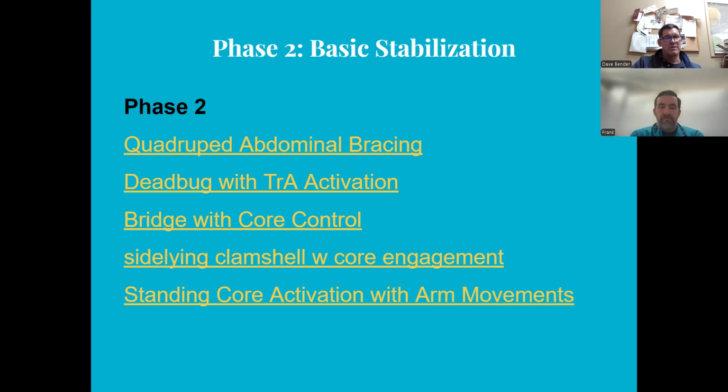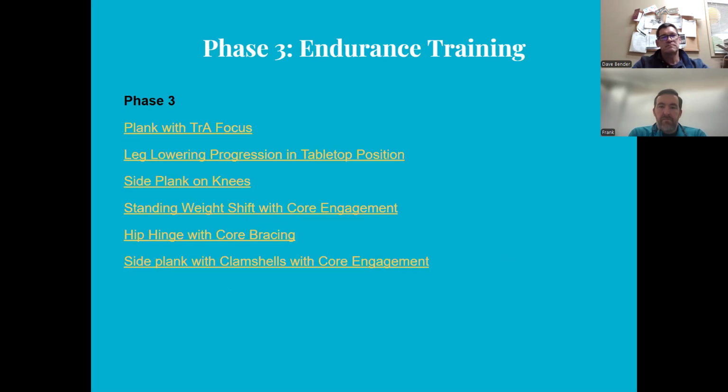Standing core activation with arm movements is another basic stabilization firing mechanism activity we have in a phase 2 rehab program. And remember, the dead bug, as popular as it is, much like the bird dog, is really good at getting muscles to activate. None of these exercises in themselves create hypertrophy of the multifidi.